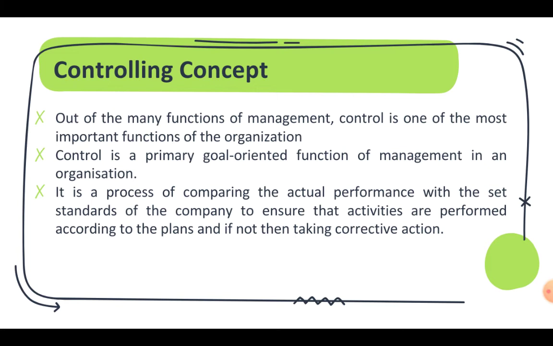Now, control is a primary goal oriented function of management in an organization. It is goal oriented, meaning it tries to achieve the set objectives. It tries to achieve the objectives, the goals, and the plans that have been set out by the management. Okay, so it is the process of comparing the actual performance with the set standards of the company to ensure that activities are performed according to the plans, and if not, then taking corrective action. So basically, controlling is nothing more than a process of comparing the actual performance with set standards.